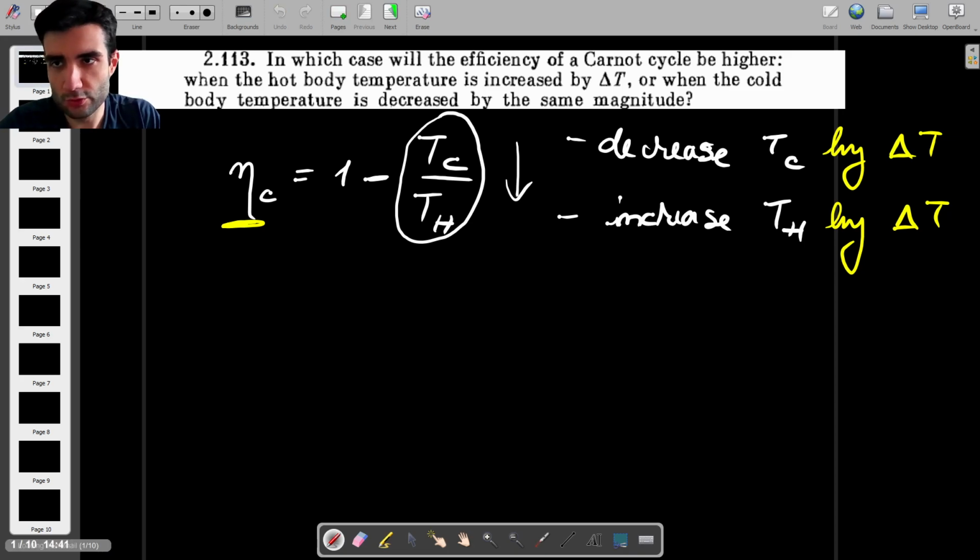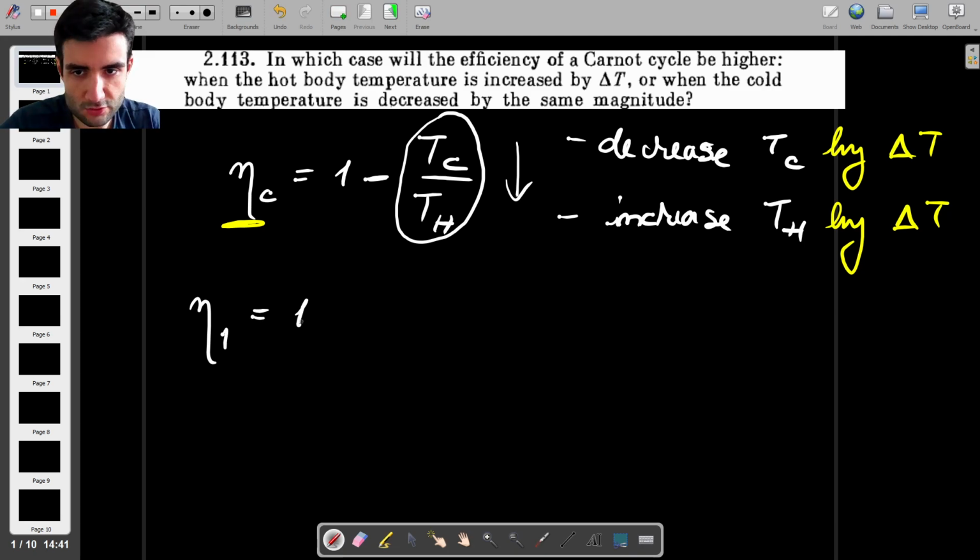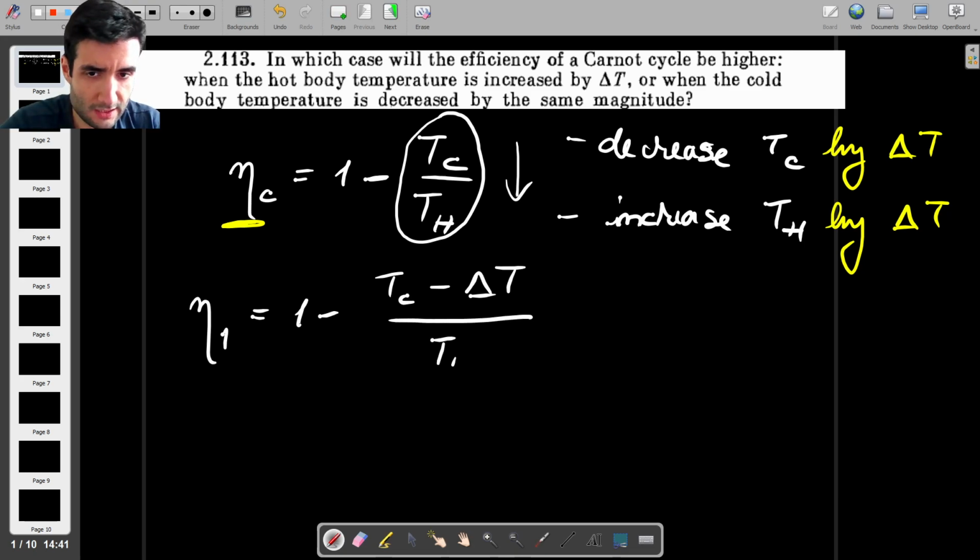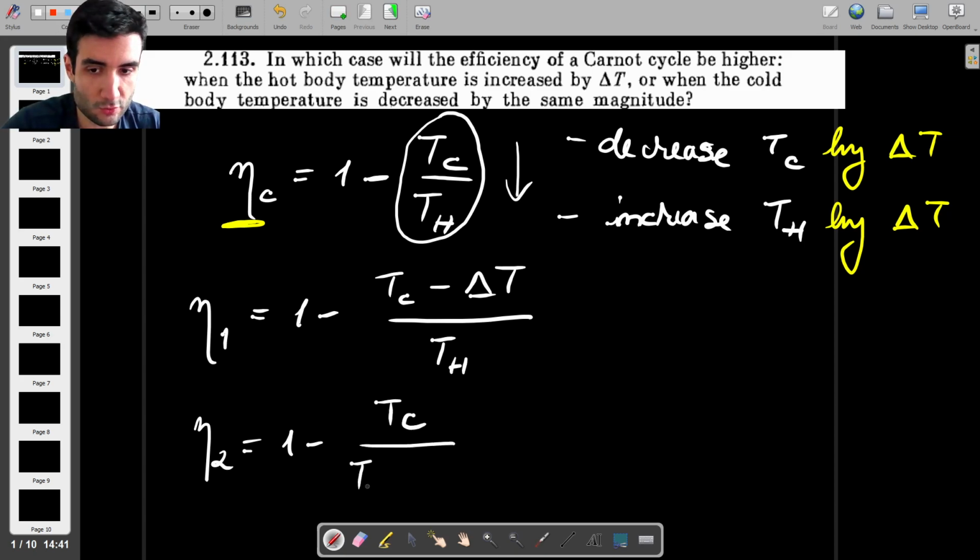So the way I would do this is I would say that, let's call this eta 1, which is 1 minus T cold minus delta T over T hot. So basically I'm saying that the efficiency of the new Carnot cycle is going to be this when I decrease the cold temperature by an amount delta T. And then I'll compare this with the case when I keep the cold temperature constant, but I increase the hot temperature by the same amount delta T. So now we just have to figure out which of those efficiencies is bigger. And from this point onwards, it's just a math problem.